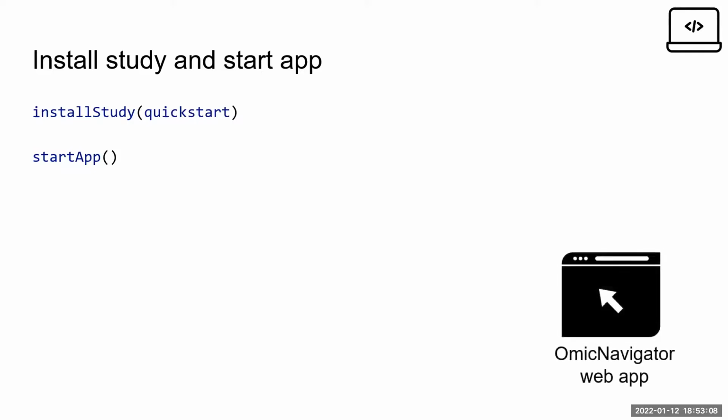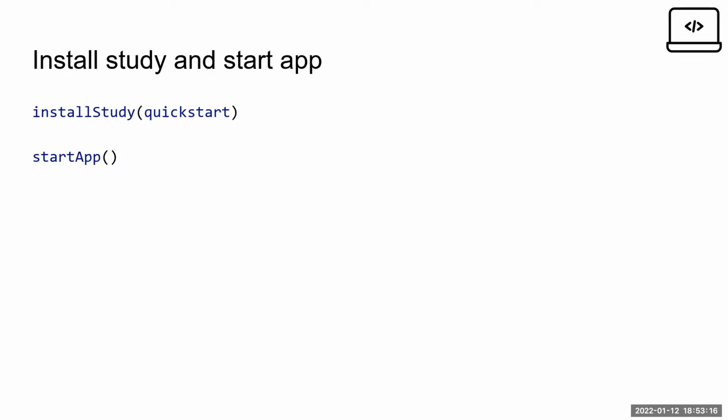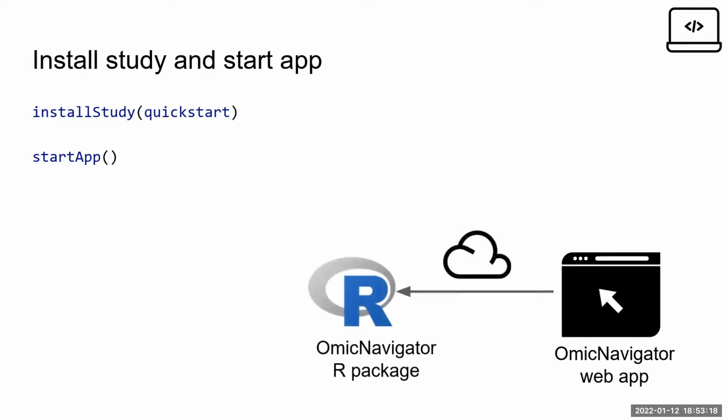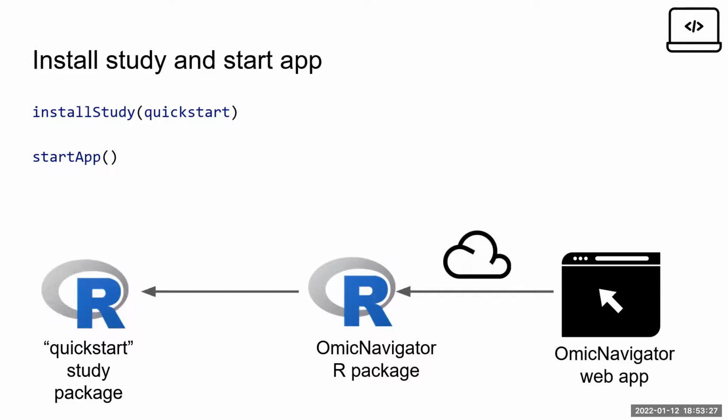To give you a sense, there are a lot of moving parts here. The OmicNavigator web app will be started by startApp. When you click around and it asks for more data, it will make a call to the OmicNavigator R package via the OpenCPU-facilitated HTTP API. Then the R package function will go and look for the study packages, specifically the quick start one here, and load the data from that.